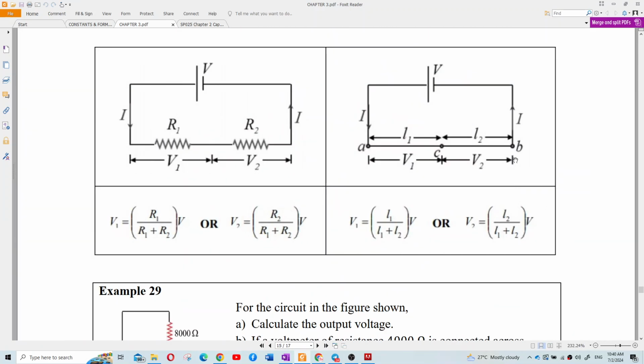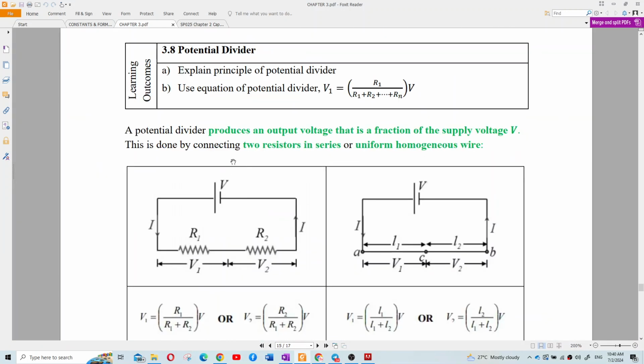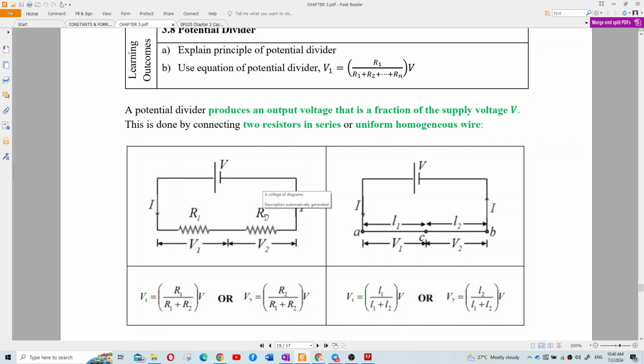Okay, you already learned about what is potential divider, right? Meaning that, for example, if resistor 2 is a bigger resistor, then voltage 2 is also bigger. Resistor 1 smaller, voltage 1 also smaller. The same thing goes for a resistance wire. If L2 is longer, then V2 is also a higher voltage. L1 shorter, then V1 is also a smaller voltage.